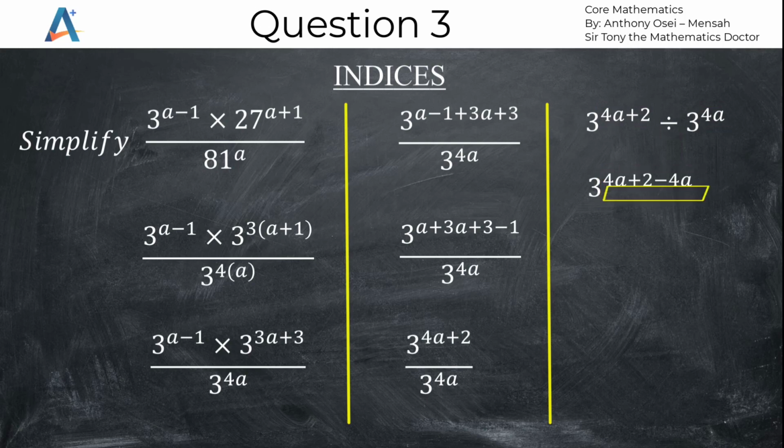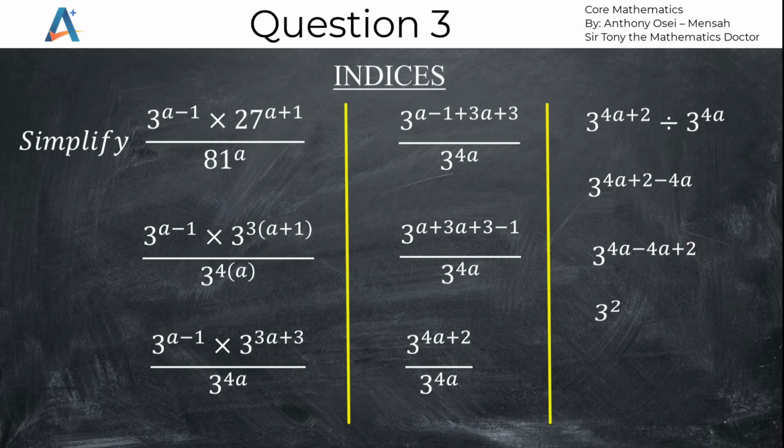Now simplify. I have 3 raised to the power 4a. There are letters called 4a minus 4a. So group like terms. So 4a minus 4a becomes the unknown. Then plus the constant 2 at the power level. So 4a minus 4a is 0. That is nothing. So it remains with the constant 2.